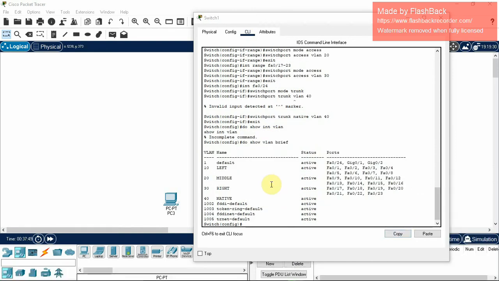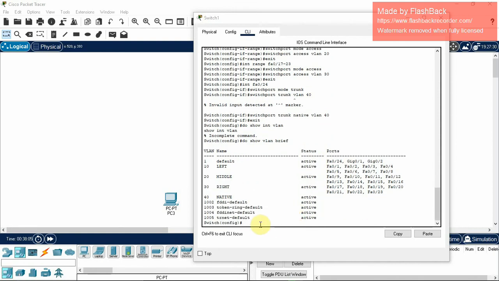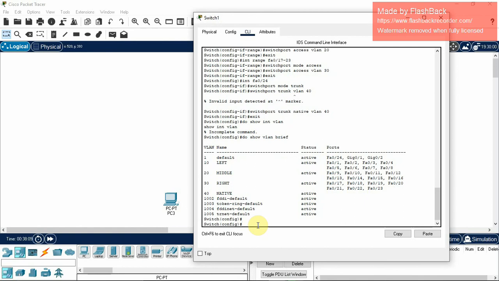So here we've already seen the VLANs that are there, that is VLAN 10, 20, 30 and 40. So 40 of course is there, which is the native VLAN, and the default VLAN is always there, it cannot be removed. So we've confirmed that all the VLANs are there. So what we do now is let's configure the router.